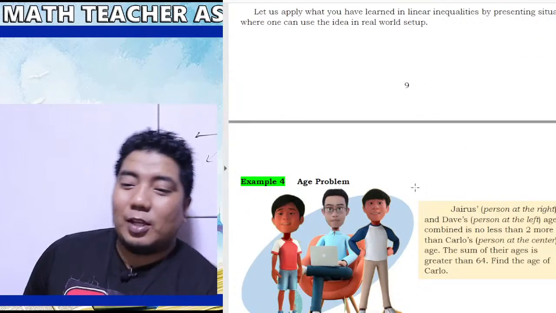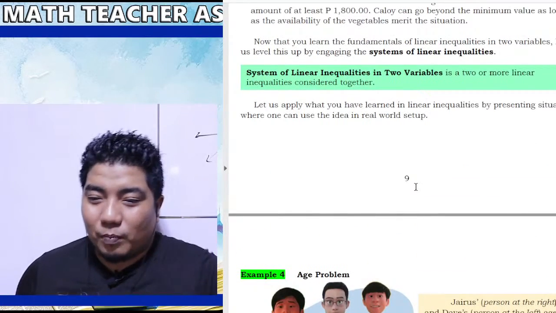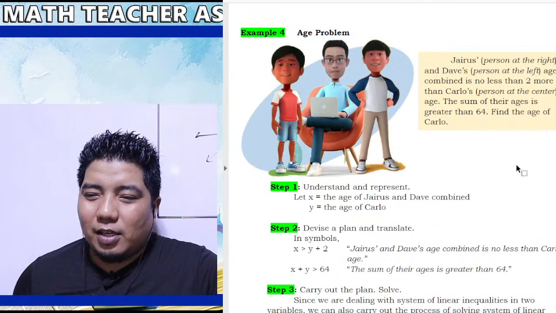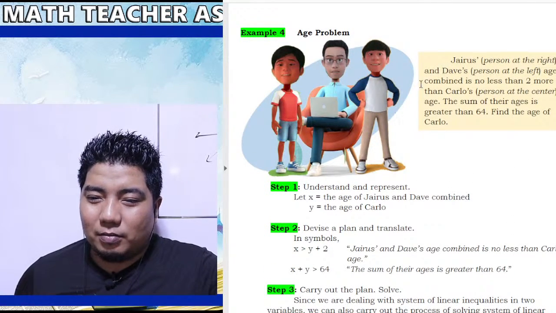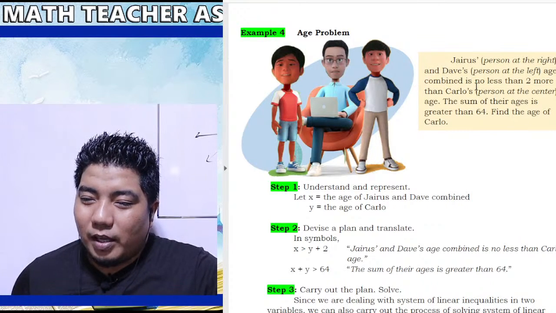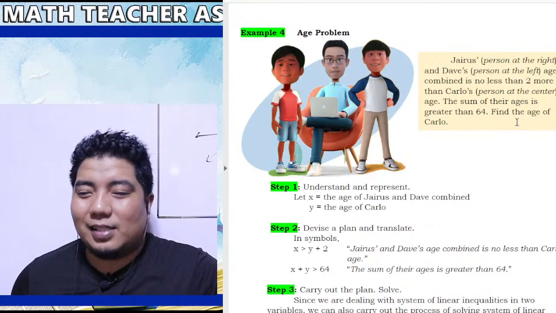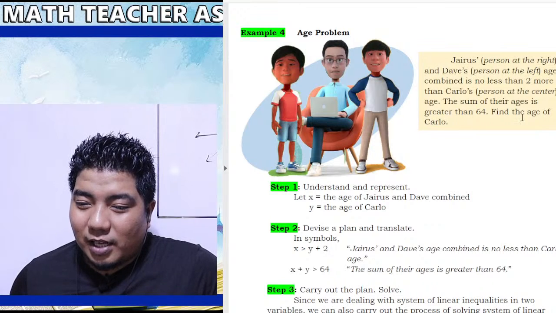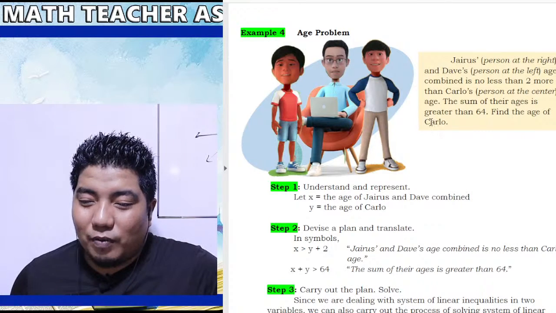Okay, let's continue. So, here we have the age problem. Jairus, the person at the right. This is Jairus. And Dave, the person at the left. Their age combined is no less than 2 more than Carlos, the person in the center. So, no less than, meaning not less than. The sum of their ages is greater than 64. Find the age of Carlo.